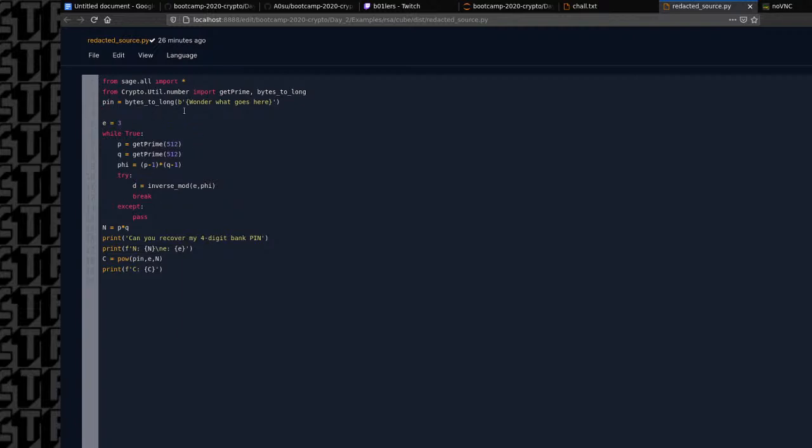So we have value of 3. We're just generating primes. Just keep trying until we get something that will be able to generate a modular inverse. So just ensuring that we get something that will work. So then we calculate n here after we get these 2 primes p and q. And then from there, we'll just convert this 4-digit bank PIN to an integer, raise it to e, and then that's our ciphertext.